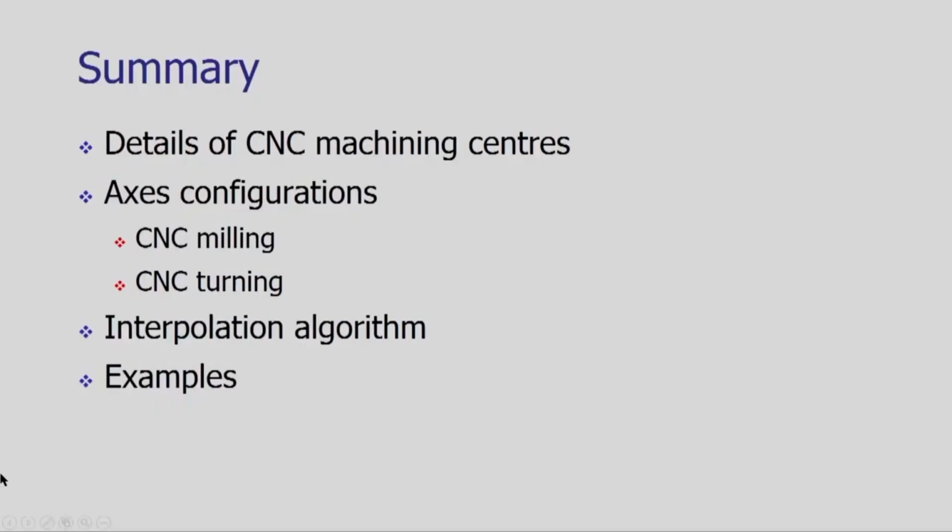So let me summarize lecture 2. In lecture 2, we have seen the details of CNC machining centers and their configurations. We have seen the axis configurations pertaining to CNC milling operations and the CNC turning center. We have seen the interpolation algorithm, which is useful to control the axis movements of CNC machine tools. We solved certain examples and we understood the concept of interpolation in a better way.